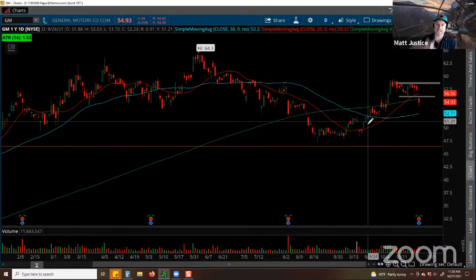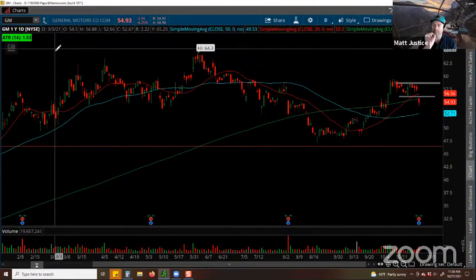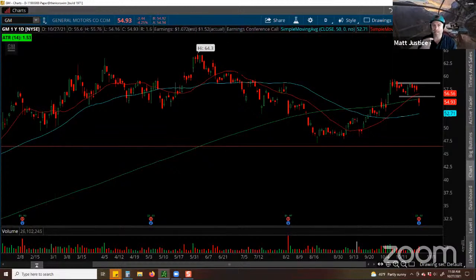I think you got it right. Give it some time. Let this gap down work itself out, because the first time you violate a support level after a reversal, I think you've got to be concerned there.